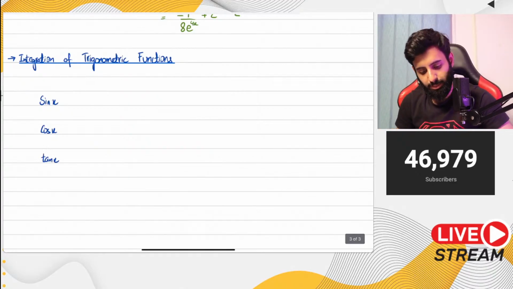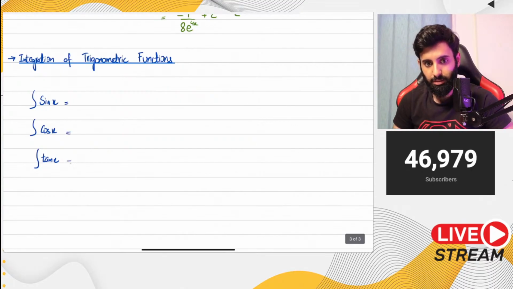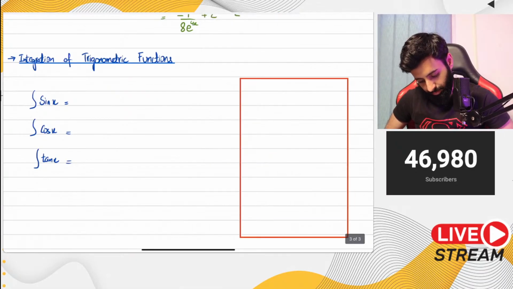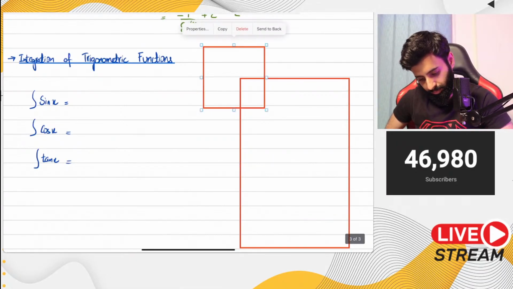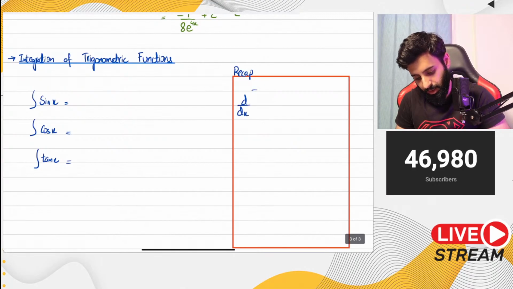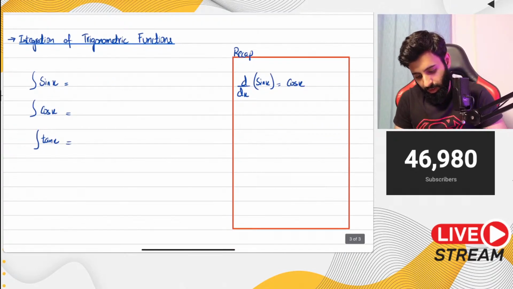Now first we'll talk about the basic functions, and then we'll talk about what happens when you have a certain angle with them. So let's say that you're asked to differentiate sine x. The differential of sine, remember, is cos. So it's cos x. Then how do you differentiate cos x? The differential of cos is minus sine.